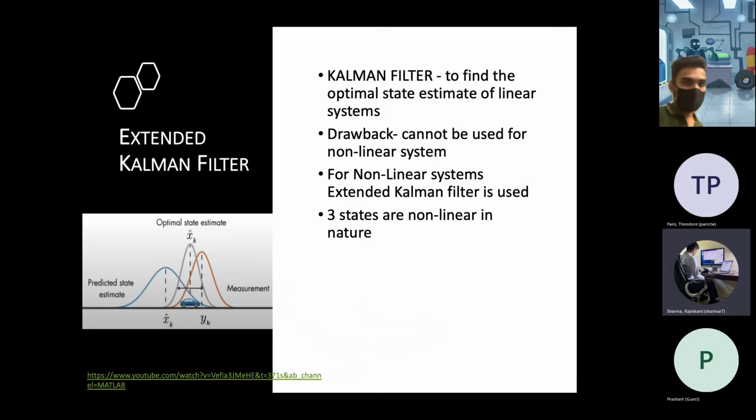Before going to the extended Kalman filter, first we'll talk about the Kalman filter. The Kalman filter finds the optimal state estimate by using the measurement noise and the process noise. But one of the main drawbacks of the Kalman filter is that it cannot be used for nonlinear systems. That's where the extended Kalman filter comes in. In our case, all three of our states, which we'll see next, are nonlinear because of the presence of cos and sine.